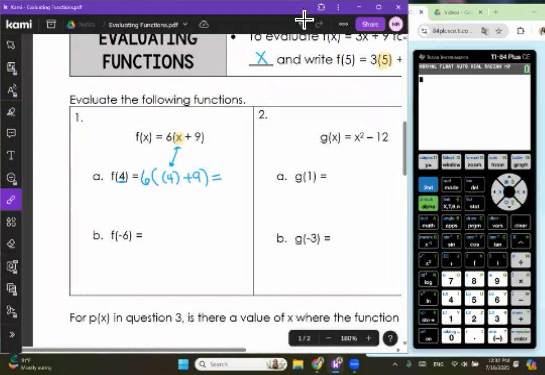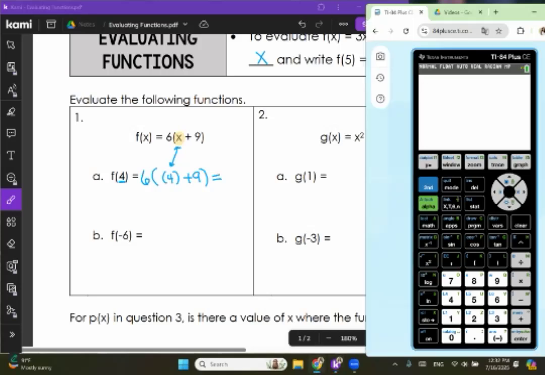Okay. Now, the good thing about this lesson is that it's not too much work. You don't have to do it in your head. I'm not going to require you to do it in your head. Just type it in your calculator and you get 78.